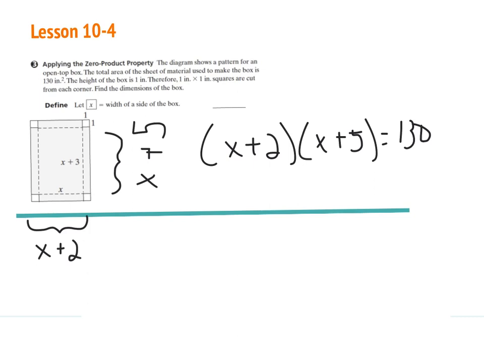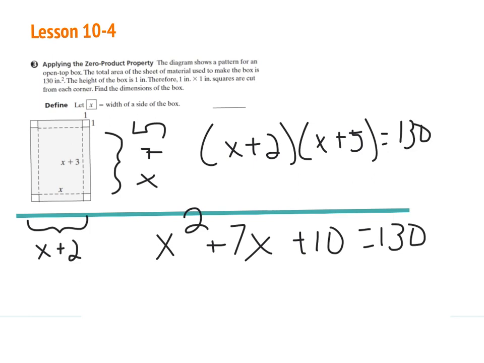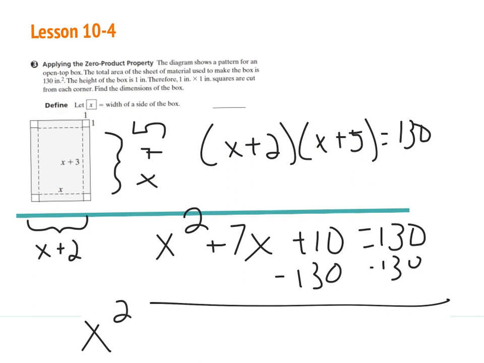Now, notice how I can't use my zero product property yet. All right, our whole goal is to find the dimensions of this box. So the first thing I'm going to do is FOIL, okay, and I get x squared plus 7x plus 10 equals 130, okay? Now I can't use my zero product property because it has to equal 0. So I'm going to subtract 130 from both sides. Now notice what my equation equals. See how I did that?